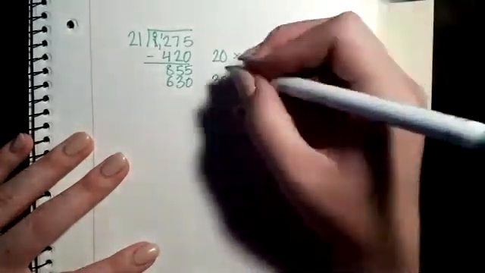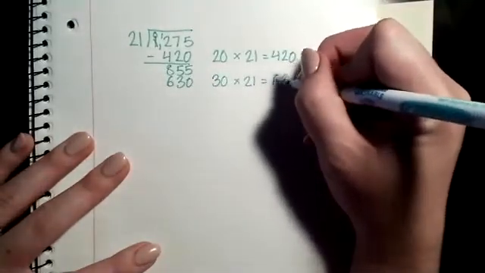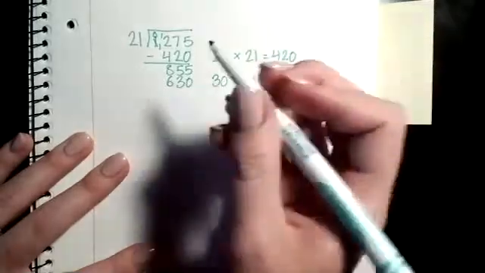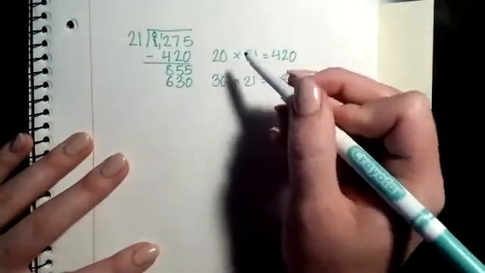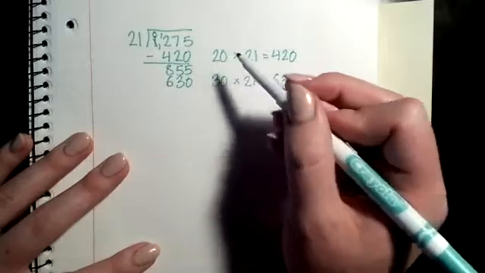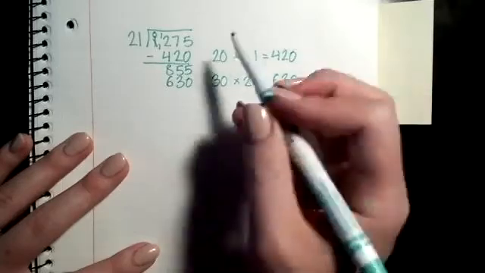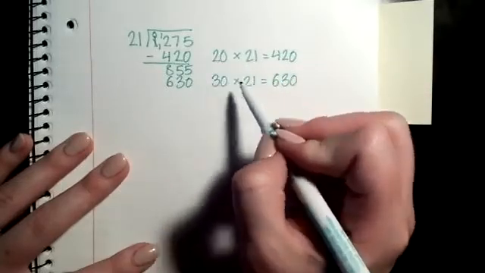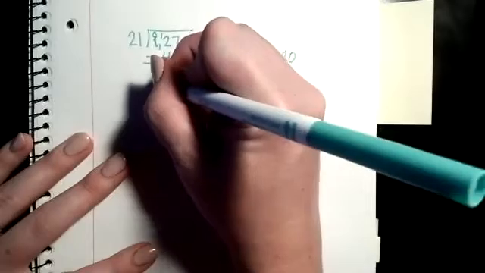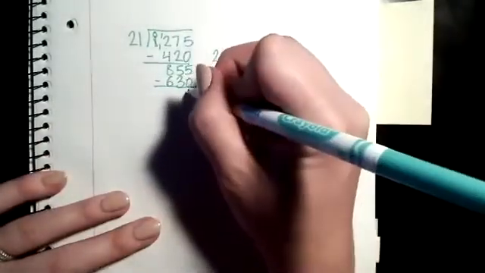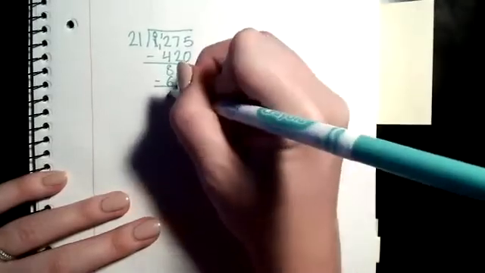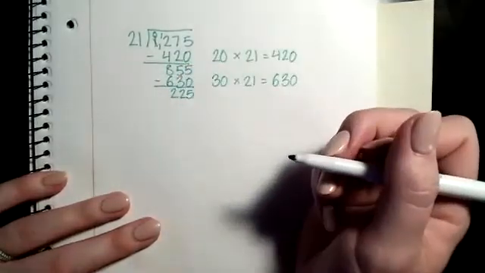I'm making sure to write all my multiples over here to the side so I can keep track, because this is how many times I'm multiplying 21. Can't lose track of this. This is going to be my final answer. I have to keep track of how many multiples of 21 I am doing. Okay, I did 20 in this first one. I'm doing 30 in this next one. Now I'm going to subtract these and see how much I have left to still get 21 into. So 5, 2, and 2. Looks like I have 225 left.